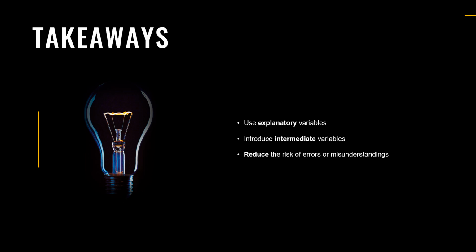This is especially important when working on large projects with multiple developers, as it can help to prevent bugs and make maintenance and updates easier. Overall, using explanatory variables is an important best practice for C# developers to follow in order to write clean, efficient, and easy-to-read code.